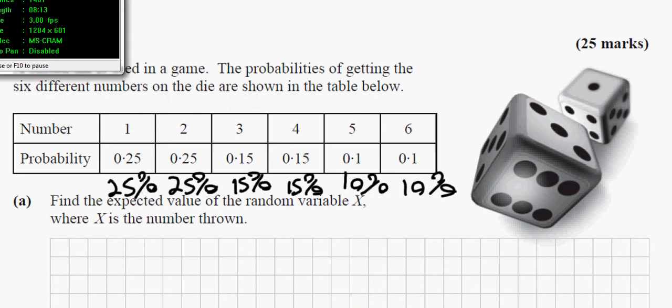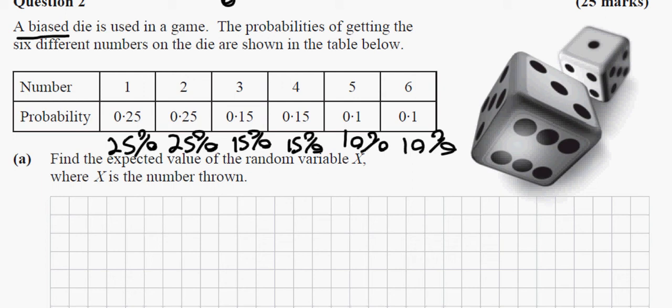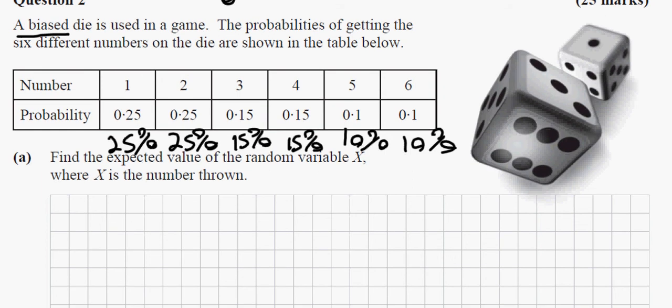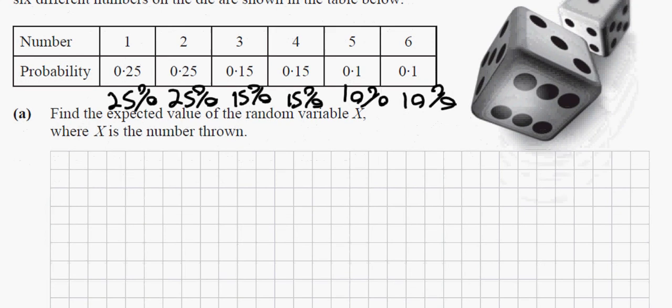Okay, so usually it'd be a 1 in 6 chance if the die is fair, but you can see in the starter question it says it's biased, okay? So just be sure to read the question before you make any assumptions on it, okay? Now, find the expected value of the random variable x, where x is the number thrown. What I basically want you to do is get the average, okay?